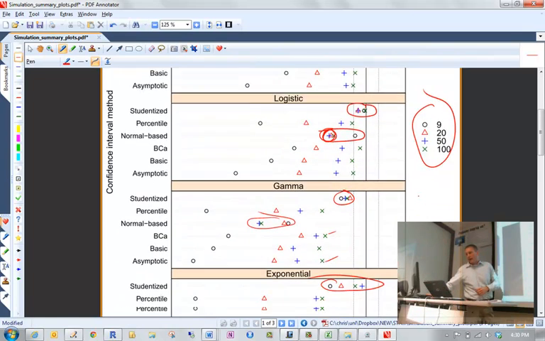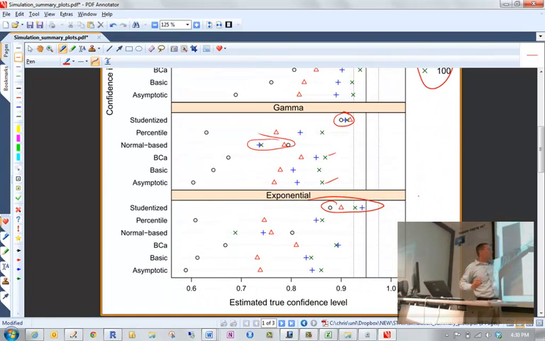Also, you can organize the non-symmetric distributions by skewness as well. As you get more skewed, what happens to the true confidence levels? Do you see a trend? That's what these plots really allow you to see versus just using a simple table.